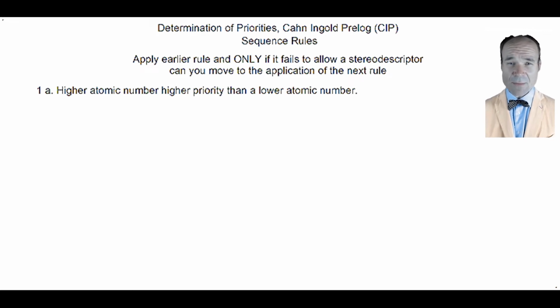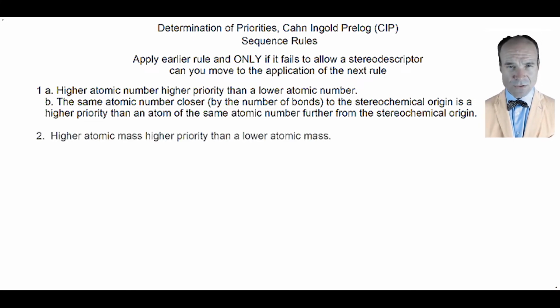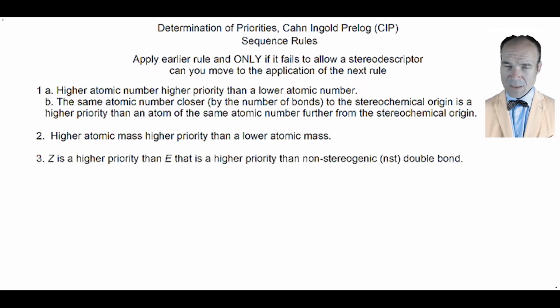1A gives a higher priority to a higher atomic number. 1B, the same atomic number found closer to the origin of the stereochemistry, has a higher priority. 2. A higher atomic mass has a higher priority than a lower atomic mass. 3. The Z double bond stereo descriptor has a higher priority than E, that has a higher priority than a non-stereogenic double bond.